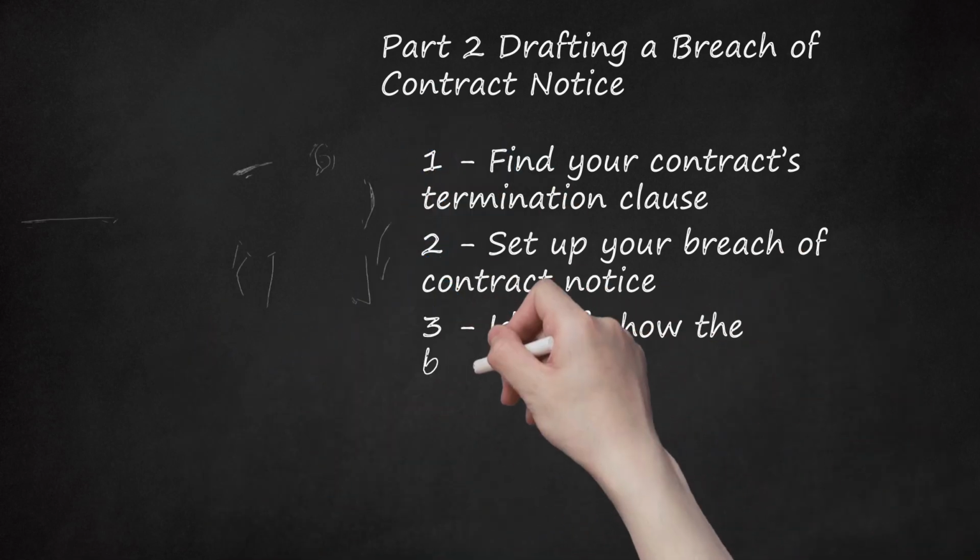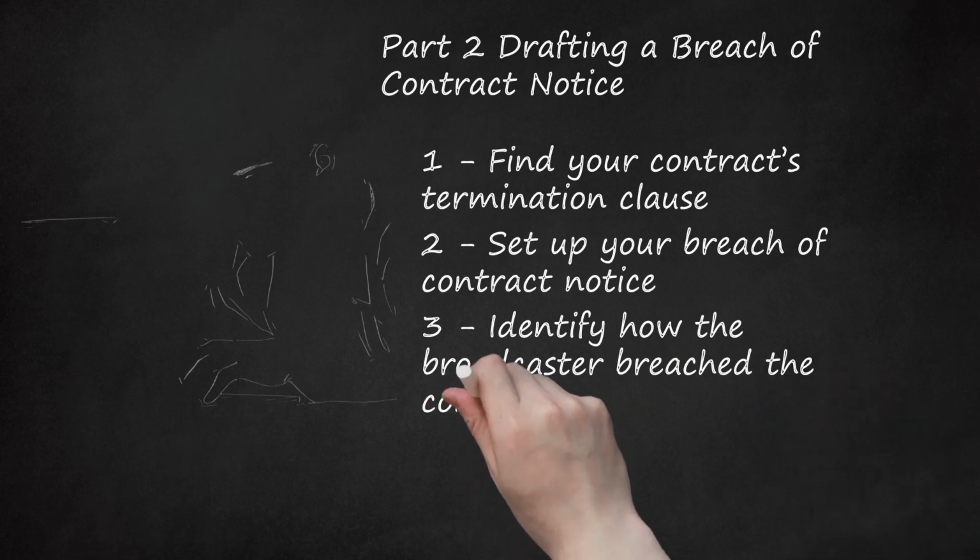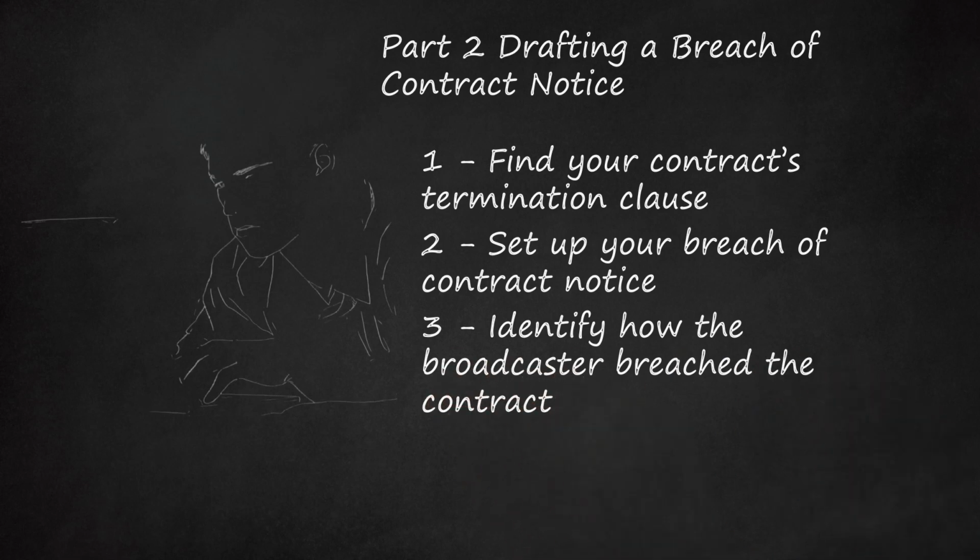3. Identify how the broadcaster breached the contract. Be as specific as possible. You can quote the contract provision the broadcaster violated. Broadcasters can violate a contract in 3 general ways. By refusing to perform. If the broadcaster was supposed to pay you money after broadcasting an event, it has breached the contract if it refuses to pay.